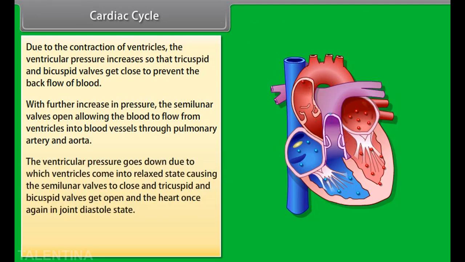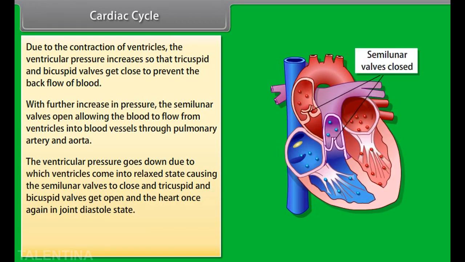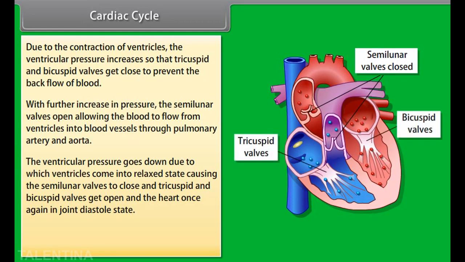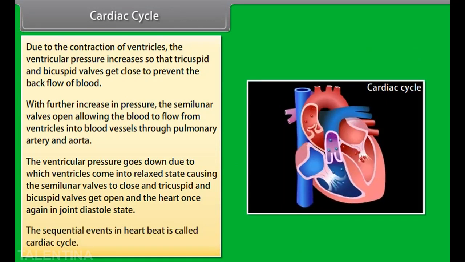The ventricular pressure goes down, due to which ventricles come into relaxed state, causing the semilunar valves to close and tricuspid and bicuspid valves to open, and the heart once again is in joint diastole state. The sequential events in heartbeat are called cardiac cycle. Cardiac output.